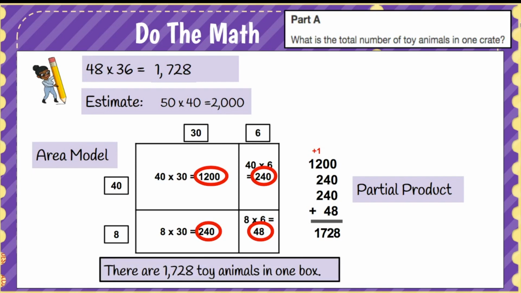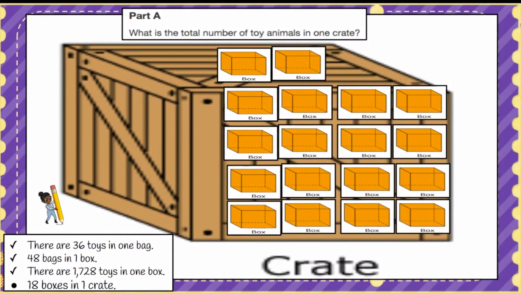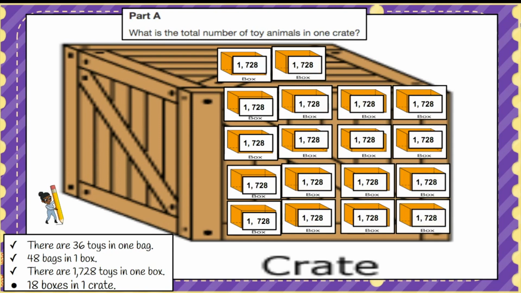Have we solved the problem for part A? No. We still need to figure out how many toy animals are in one crate. There are 1,728 toys in one box. So that means each one of these boxes have 1,728 toy animals. So we can use the multiplication equation, 18 times 1,728.